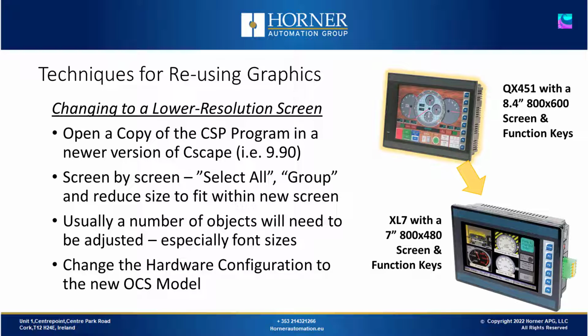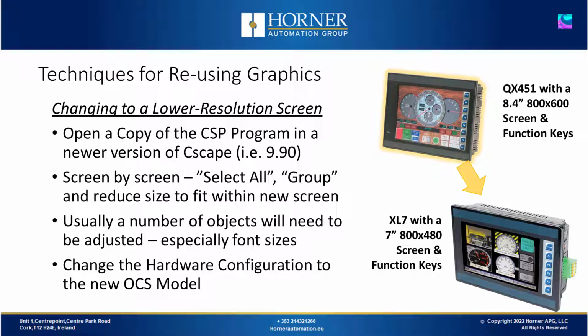For example, the 8.4 inch QX was a very popular product and it had an 800 by 600 resolution. From a size standpoint, the best replacement for that is probably an XL7. However, the XL7 has an 800 by 480 resolution. So here we need to go from a higher resolution to a lower resolution. For this, the steps are a bit different. We'll start out the same with a copy of our Seascape program that we acquired through an upload or from an archive.